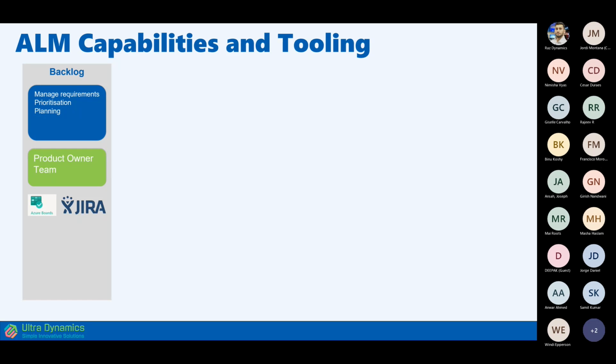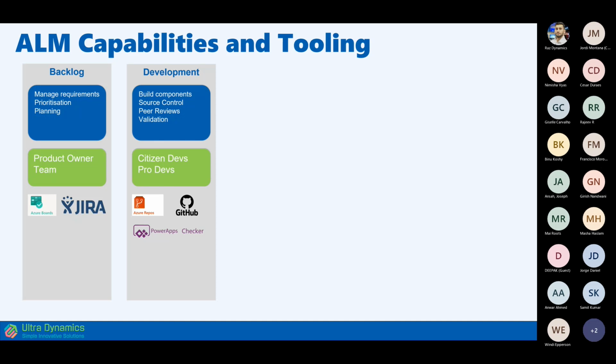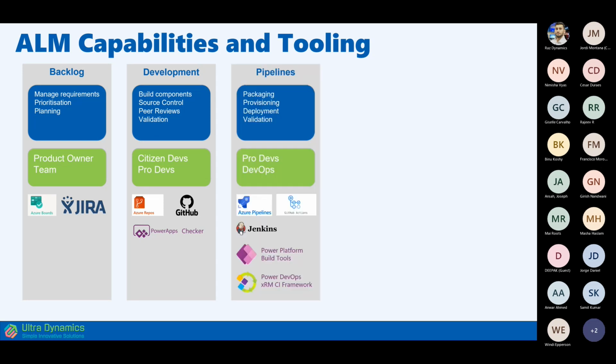So this is where you define and manage your requirements. Then we move on to development. So this is version control. Again, this is for the team to build things. The tools typically used in this space are Azure DevOps or GitHub, or potentially some other version control systems. You can use Power Apps Checker, obviously, to check and scan the code.